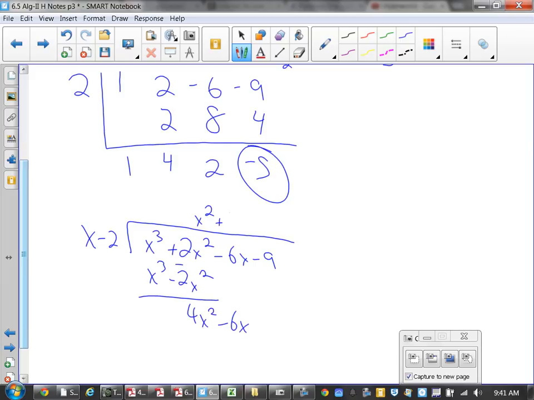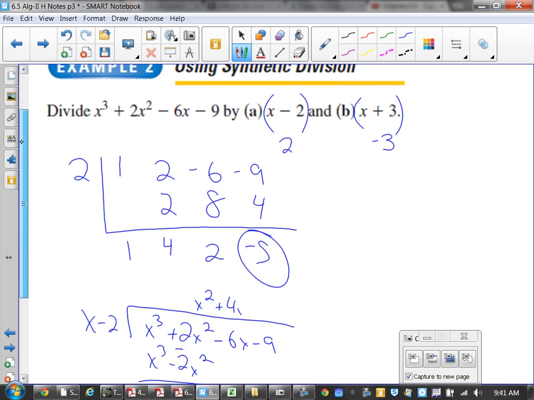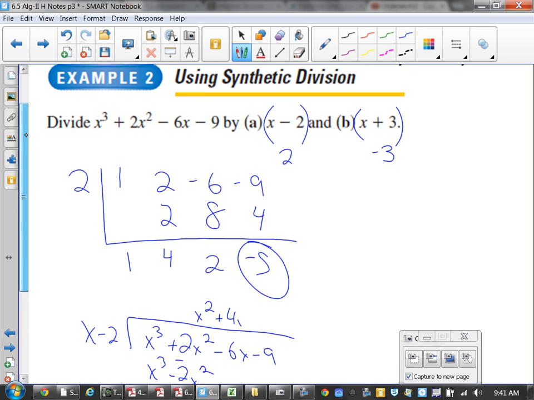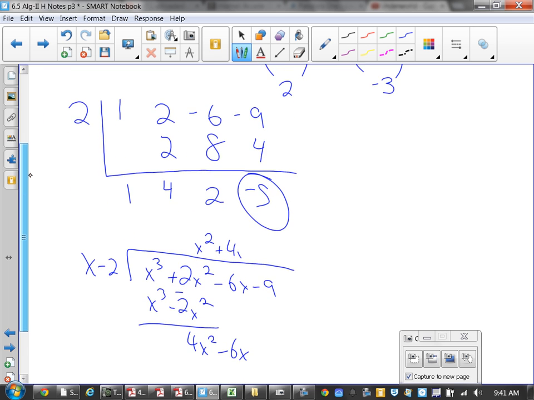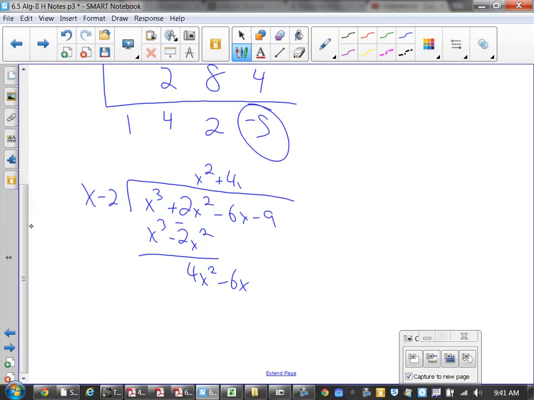Multiply it by, did I forget something here? Wait, I missed something here, didn't I? No, I'm right. 4x, duh. You guys have me all confused, no idea what you're talking about.